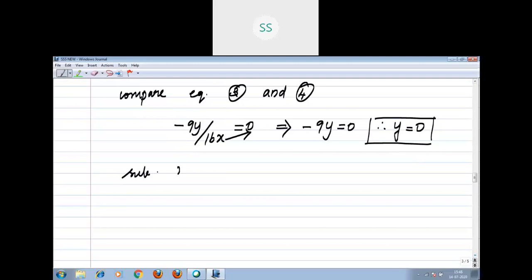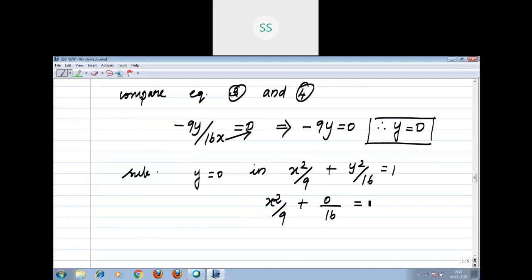Substitute y is equal to 0 in x square by 9 plus y square by 16 equal to 1. Now you substitute, what you will get? You see, x square by 9 plus 0 divided by 16 equal to 1. You know very well 0 divided by anything is 0, which implies x square by 9 equal to 1.